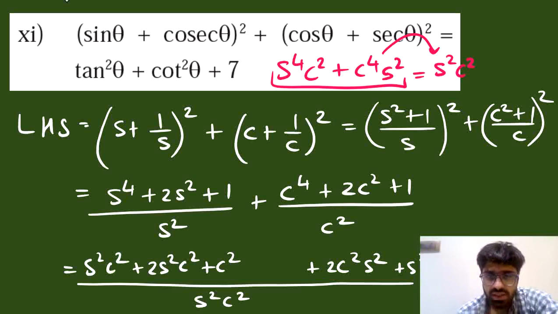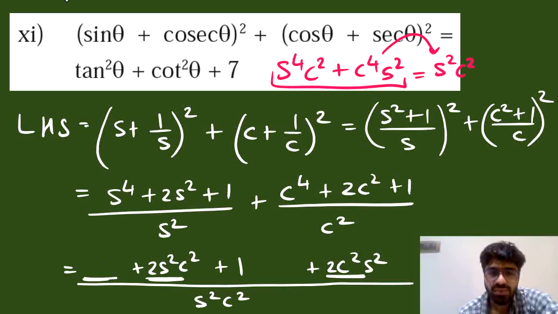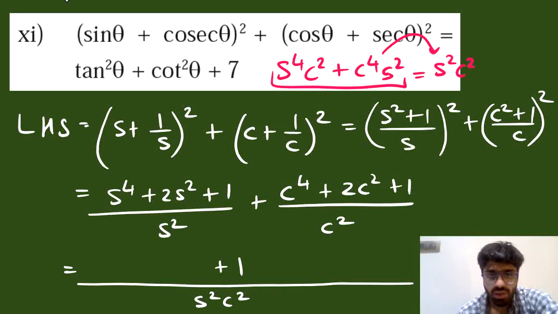Plus, do we have anything else? Yes, we have cos² θ + sin² θ. That should be equal to 1. So we have a plus 1. 2 sin² θ cos² θ, 2 sin² θ cos² θ, and sin² θ cos² θ. That would be 5 times sin² θ cos² θ, and then we have a plus 1 here.